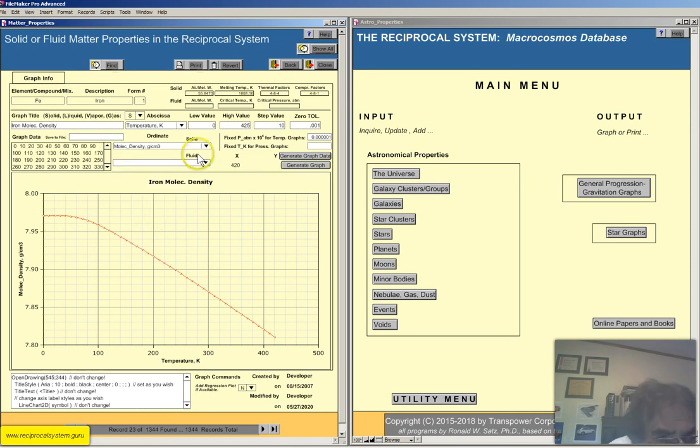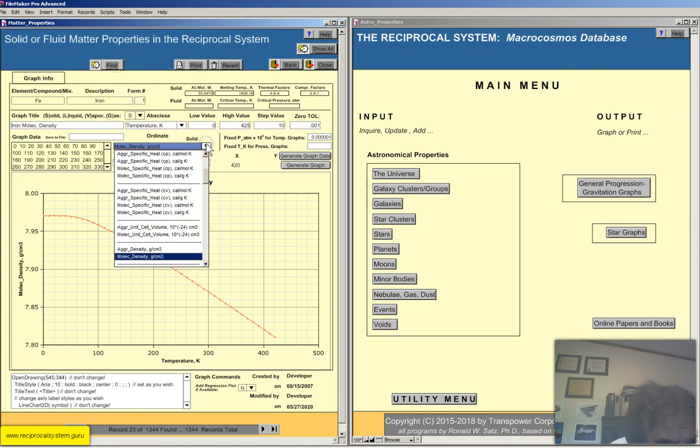Oh, I went down too far. Okay, let's come back. We've got, let's go back up a little bit here. Okay, we just did those two.